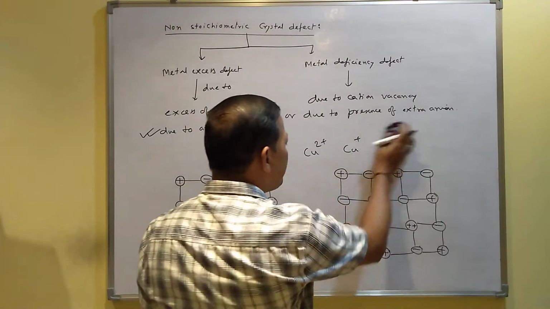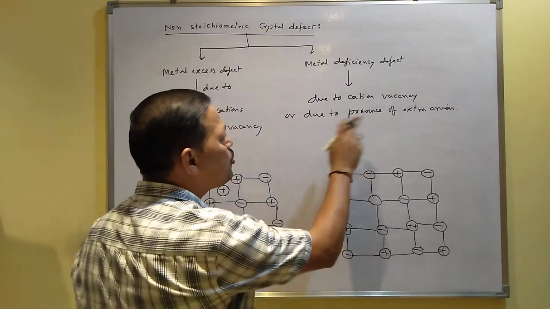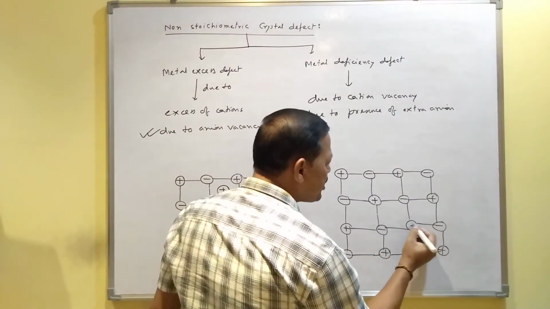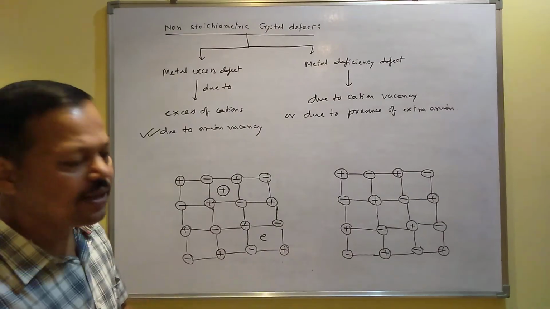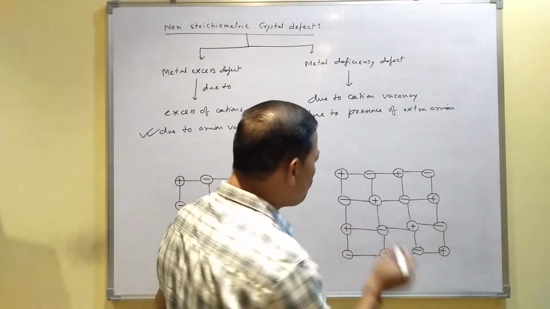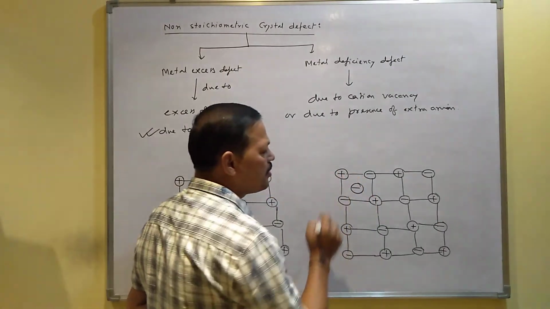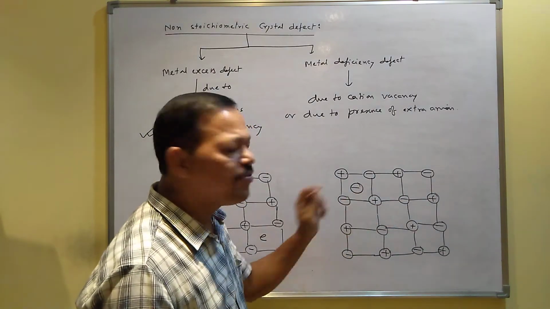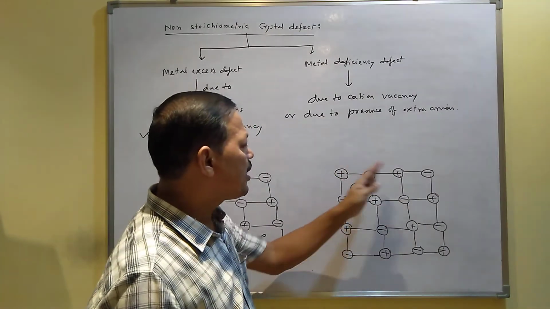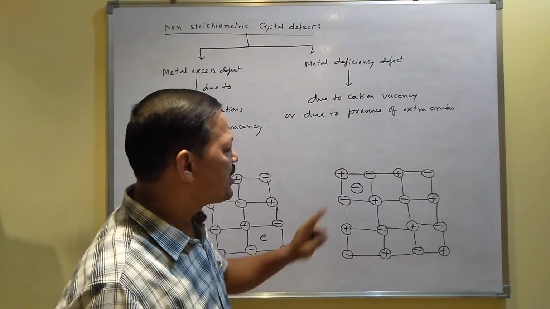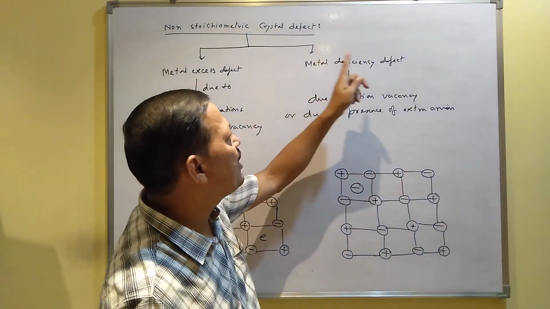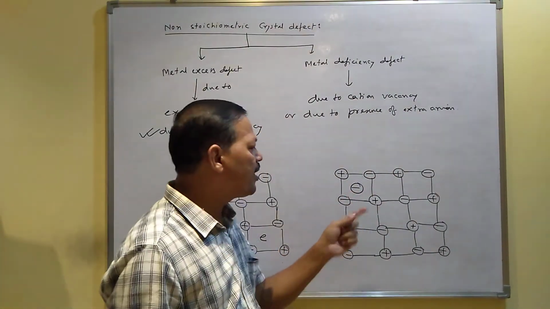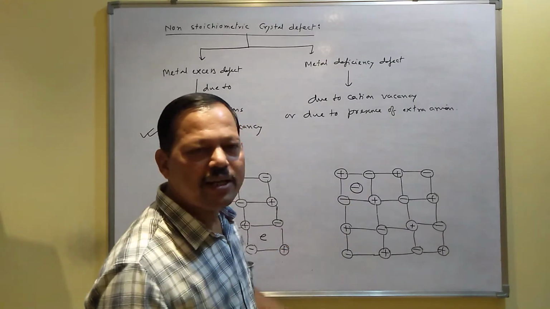Now another metal deficiency defect is due to presence of extra anion. Now suppose this is positive, this is negative, this is positive, there is no defect here. Suppose one anion has entered one void. When one extra anion is present in the void, then cation number becomes less, anion number becomes more. Since cation number is less, that is why it is called metal deficiency defect due to presence of extra anion. And due to presence of this extra anion, number of anion will be more, number of cation will be less.